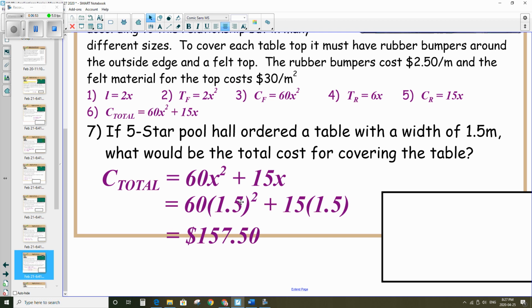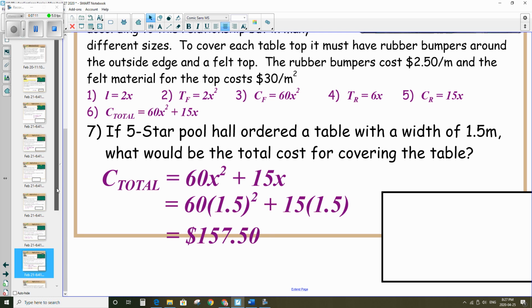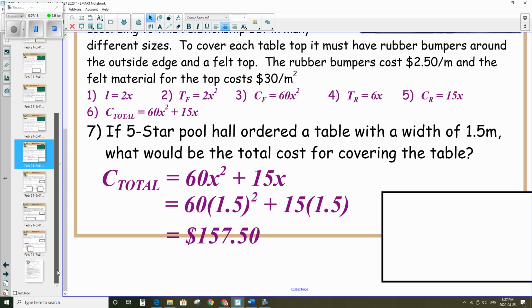Work this out first. 1.5 gets squared first, right, following BEDMAS, 1.5 to the exponent of 2, and then multiply that answer by 60, and then to that you're going to add 15 times 1.5. So you should have $157.50. So that is the first example.